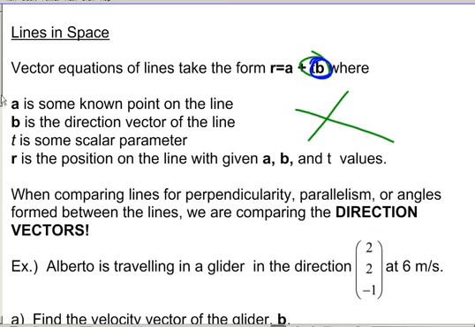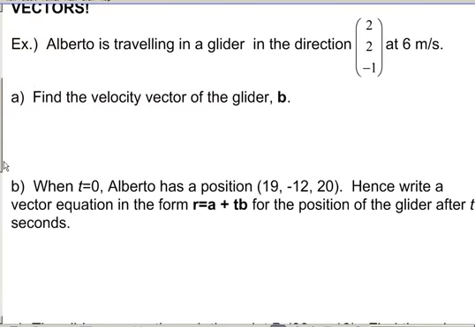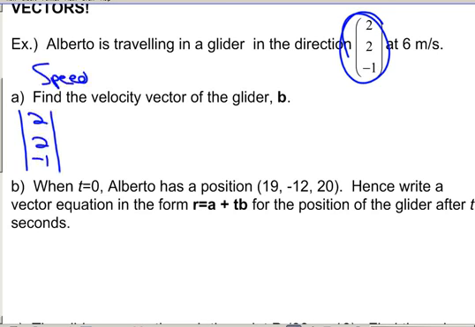Let's take a look at what Alberto is up to here. Traveling in a glider in the direction 2, 2, negative 1 at 6 meters per second. Find the velocity vector of the glider, b. Now you might think, I've already got that, I know which way he's moving. You know the direction that he's moving, but not necessarily the velocity. What we need to know is the speed that he's traveling at if he's using this vector. And speed is simply the magnitude of velocity.